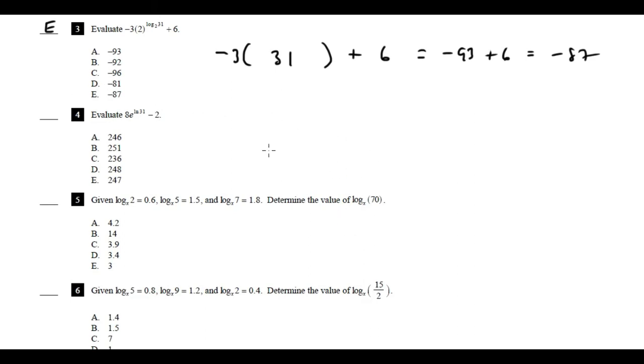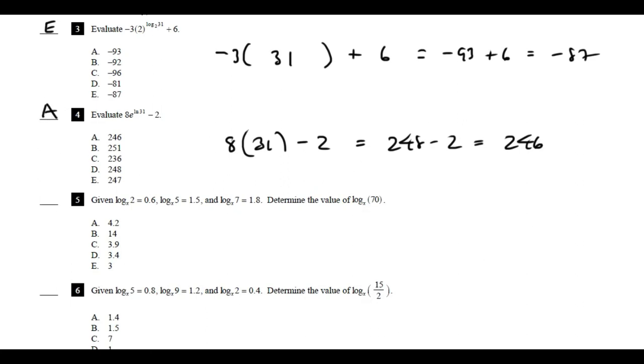the correct answer. And then similarly for number 4, this is a base E logarithm, of course, but it is trapped inside a base E exponential, so the exponential wipes out that logarithm. You're going to be left with 31 after the multiplication by 8 and before that subtraction of 2. So it's going to be 248 minus 2, which is 246, the correct answer, letter A.